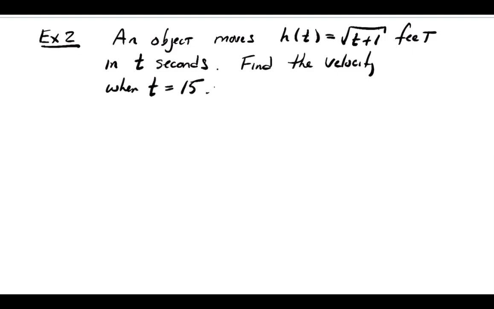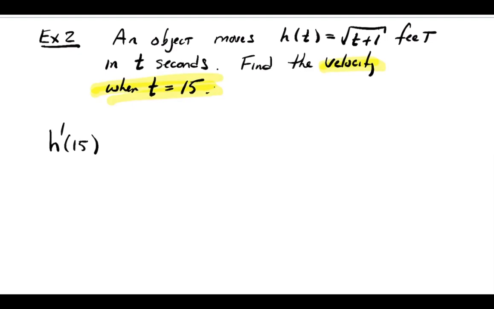So this time, what's the example about? I've got an object that moves. H of t is the square root of t plus 1 feet in t seconds. And what's my question? What's my keyword? Velocity at time equal 15. All right, so how does a calculus student translate this? What are we being asked to do? We're being asked to find h prime of 15. H prime of 15 is what we want to know.